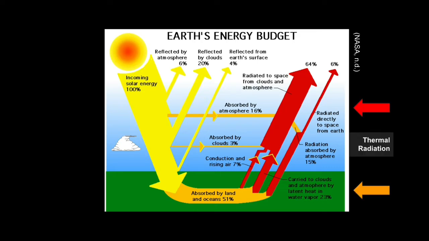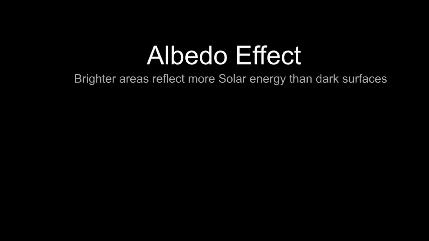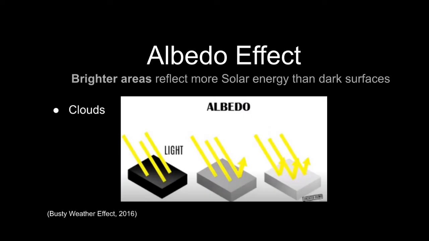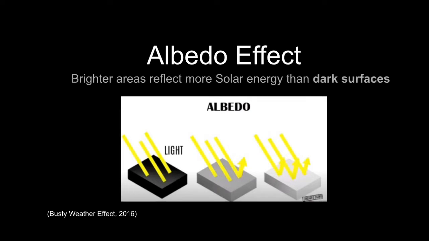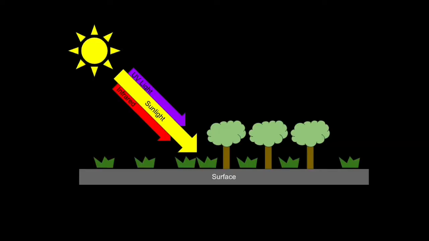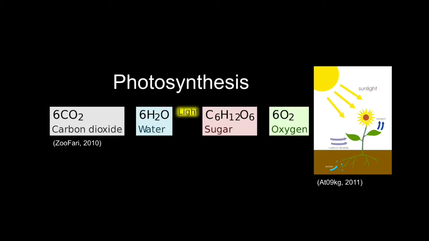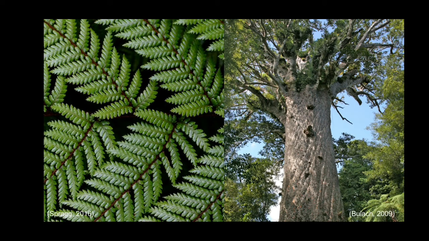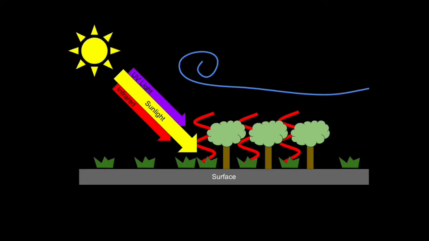to space. This absorption and reflection of solar energy is caused by the albedo effect, where brighter surfaces such as clouds, snow, and sand reflect sunlight back to space like mirrors. The energy that has been absorbed by darker surfaces is naturally utilized by plants and trees. These vegetations have efficiently evolved to use the sun's energy, which thermoregulates the environment.